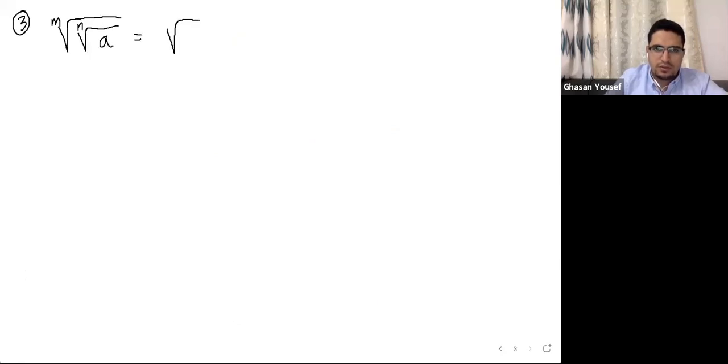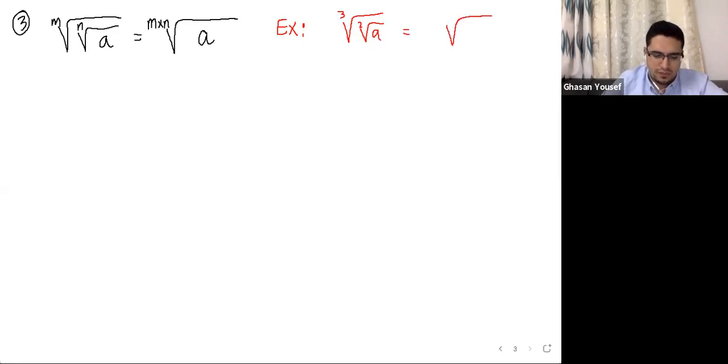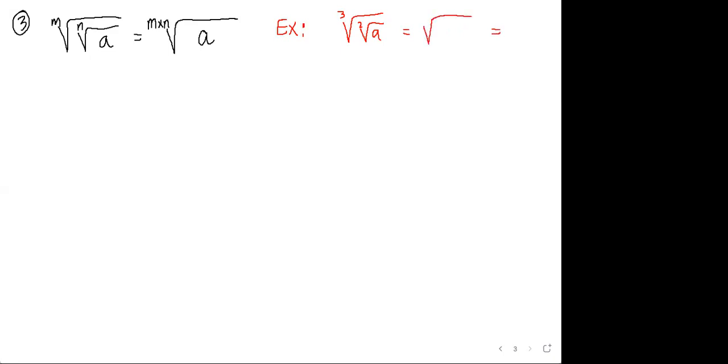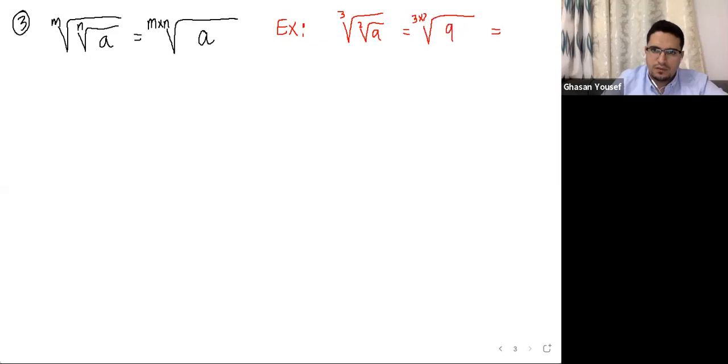So now the third property said if I have the mth root of the nth root of a, this is equal to one root only, and here I can multiply m times n, the m times n root of a. Example: the third root of the square root of 9 is equal to the 3 times 2, that's 6, the sixth root of 9.